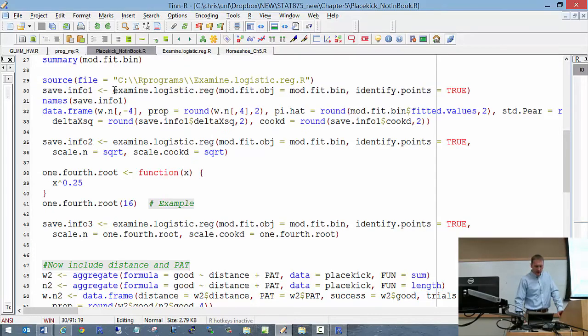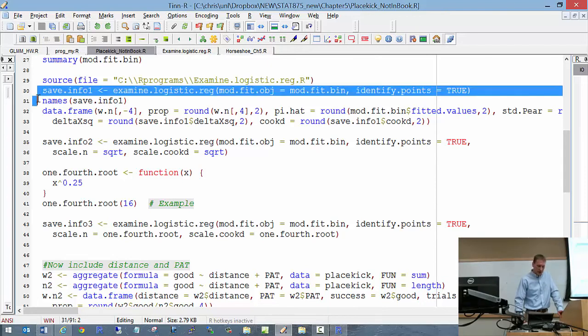To run the function then, examine.logistic.reg, I'm just going to specify my model fit object, and then for emphasis I put identify.points equal true. I save some of the numerical results into an object called save.info1. This is actually going to be a list that we'll take a look at shortly. Now let's look at what happens when I run this function. It's going to generate the plots on page 555.